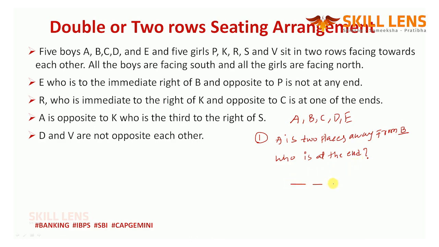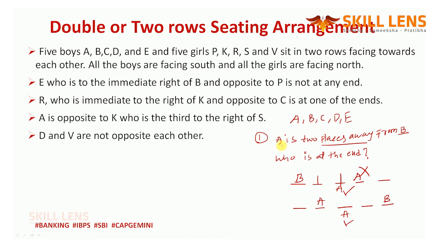So guys, A is 2 places away from B who is at the end. 1, 2, 3, 4, 5. Can I place B here? Yes, this is one possibility. Can I place B here? This is one more possibility. A is 2 places away means what? Should I place A here or here? A lot of people think that 2 places away means they'll write 2 gaps. So this is wrong. This is right.